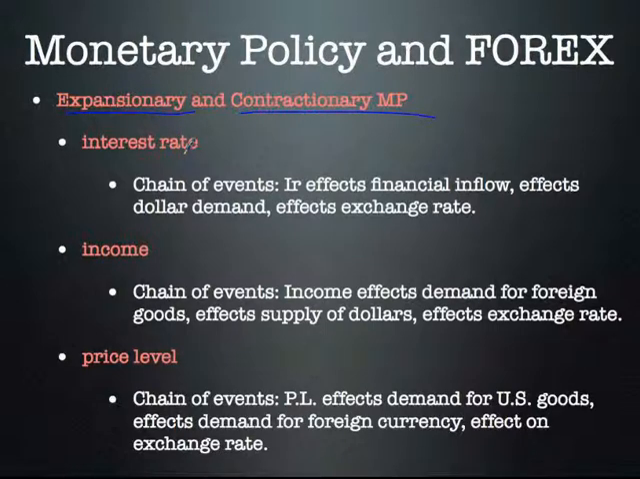If the chain of effects is that the Federal Reserve increases the money supply through buying bonds, lowering the reserve rate, lowering the discount rate, the interest rate is going to decrease, and that is going to make it a worse place to save money, so the demand for the dollar would drop and the dollar would depreciate.